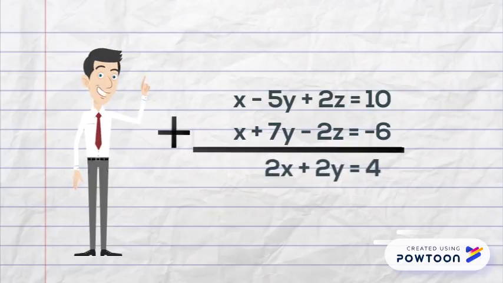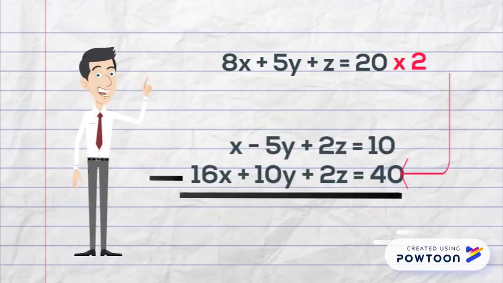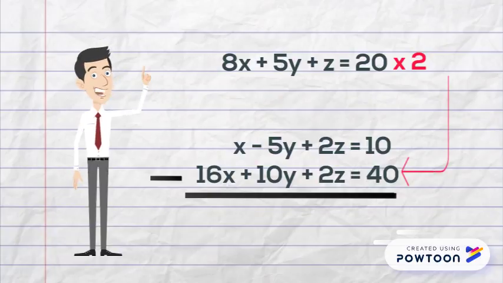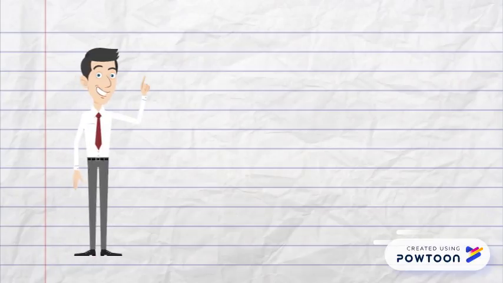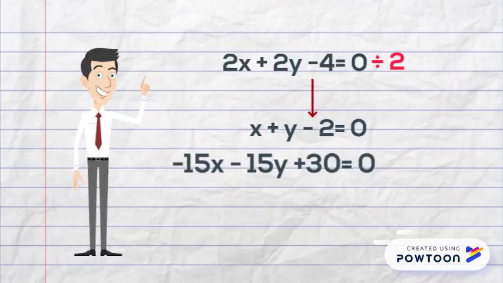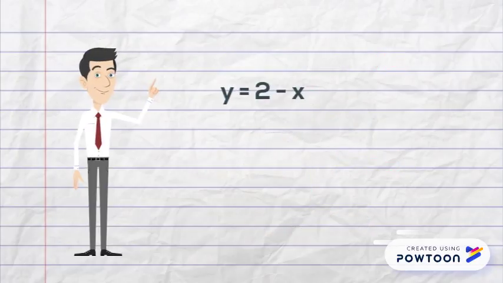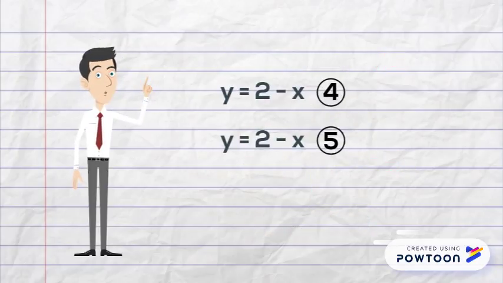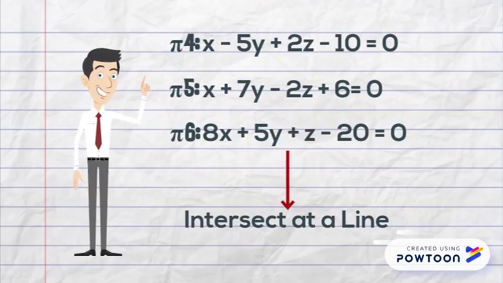The result of it will be the fourth equation. Next, multiply the third equation by 2 and subtract the first equation from it. And here we have the fifth equation. Divide the fourth equation by 2 and the fifth equation by 15. After that, make y the subject and we can see that it is a true statement since the left side is equal to the right side. Since it is a true statement, it means the 3 planes intersect in a line.